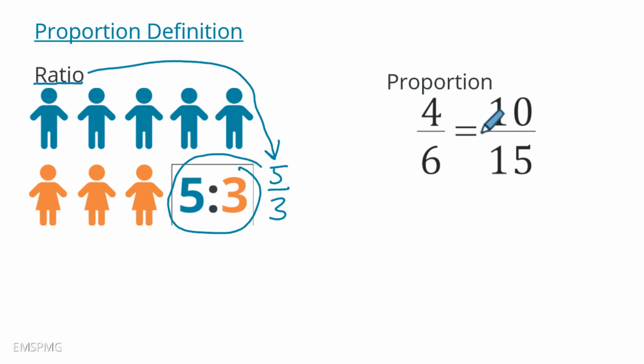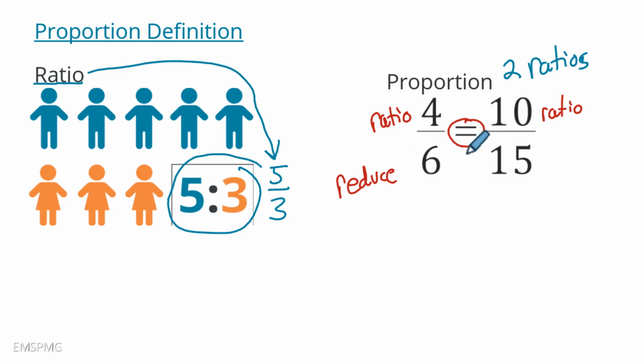Now let's check out a proportion. A proportion is just two ratios compared by an equal sign. Okay, so we have a ratio here, and we have a ratio over here, and they're set equal to each other. Now you may be asking, what in the world? 4/6 does not equal 10/15. But remember, sometimes you have to reduce to see the equality.